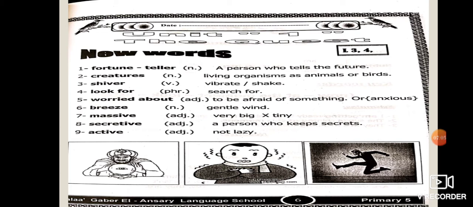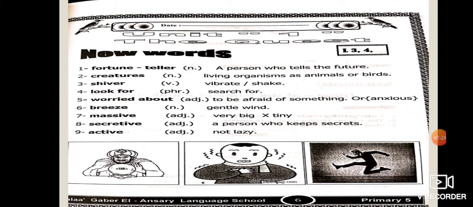Number 8, secretive. Of course, it came from the word secret. Secret means a thing that you keep to yourself and you don't tell people about. So the person who keeps secrets is called a secretive person.